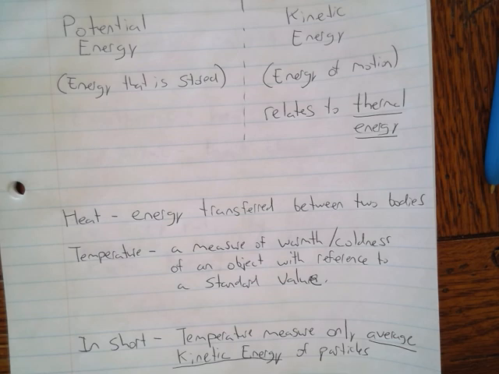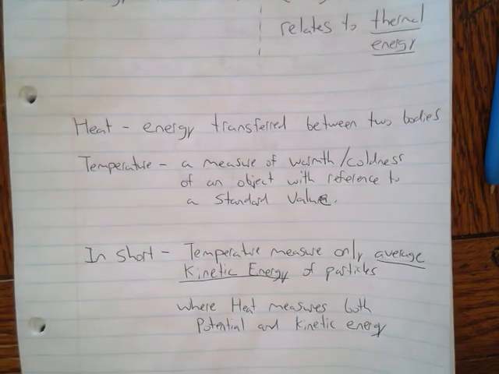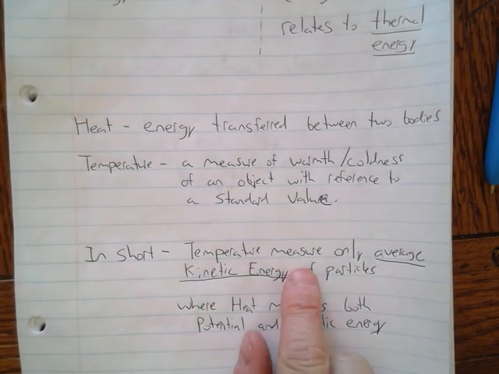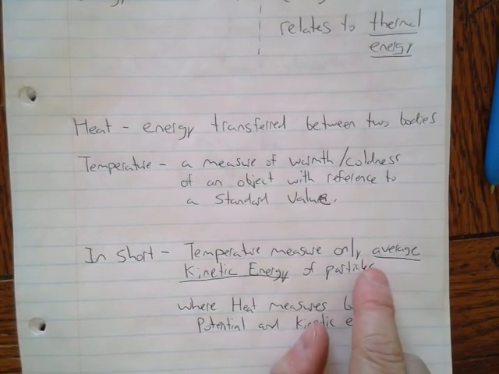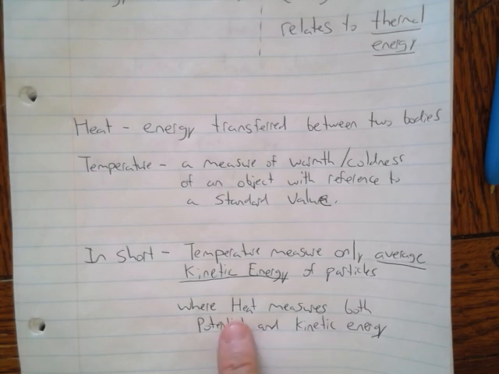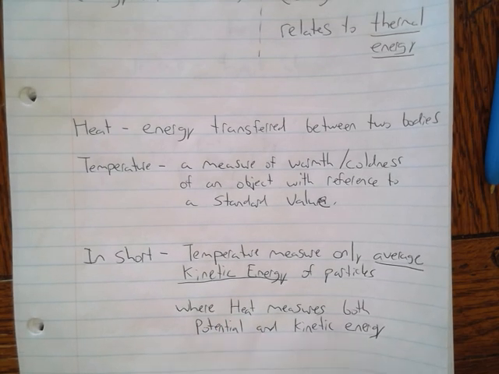But to keep it really simple, let's just say this. In short, temperature is a measure of only average kinetic energy of particles, where heat is a measure of both potential and kinetic energy combined. Now, how is this different? Well, this is how it's different.